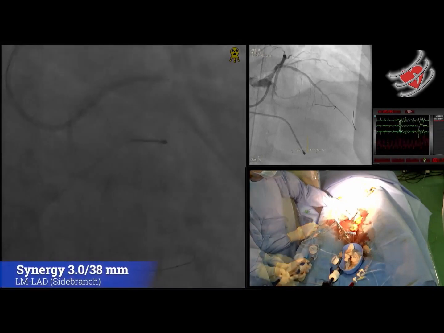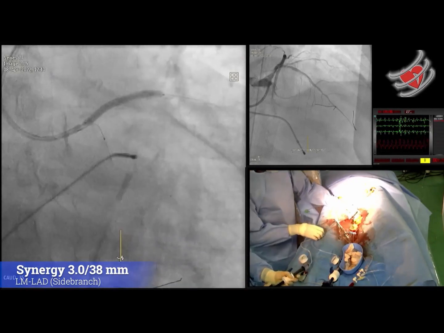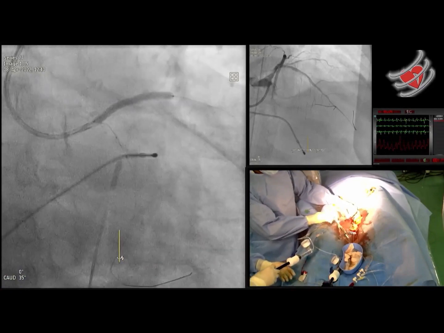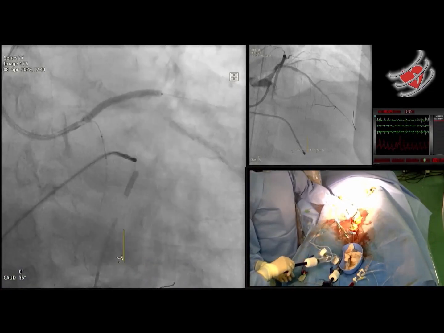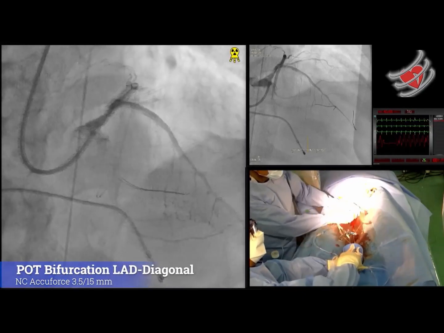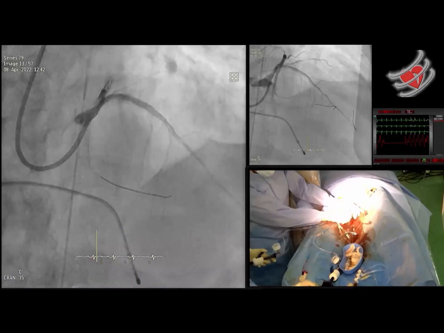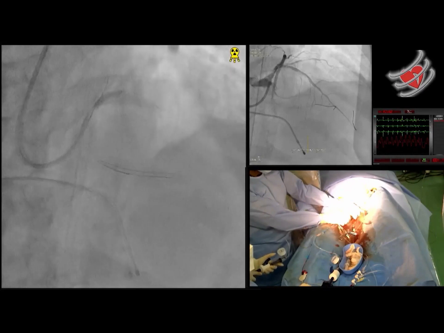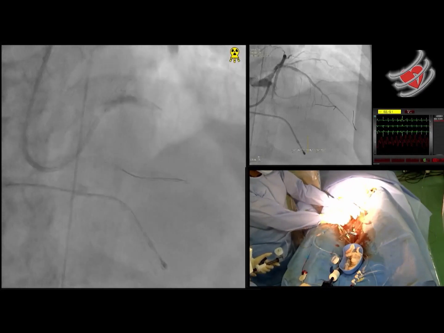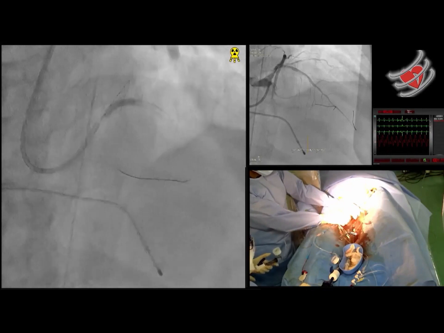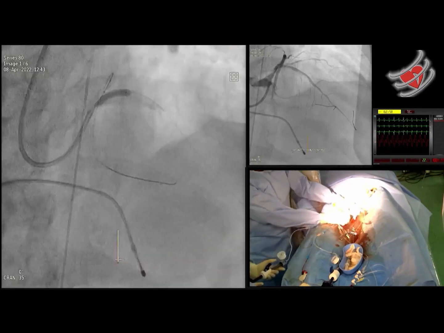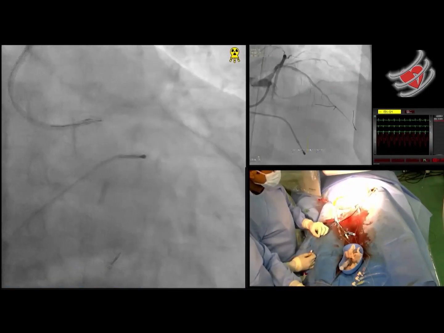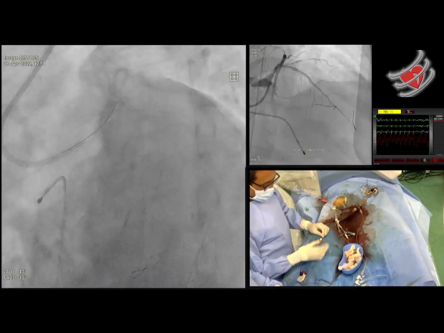The diameter on the circ is around 4, and then on the LAD is around 3. So we decided to do a DK crush using left main to the circ as the main vessel and LAD as a side branch. So that is why in this DK crush, firstly we put the stent on the LAD. So after we put the ostial part with 3.5 balloon, and then we crush it with 4.0 balloon in the circ. I keep this fast, and then we do recrossing on the proximal part of the LAD.